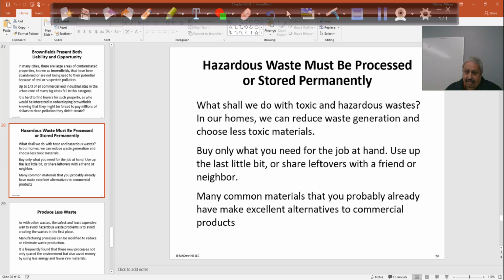So that's what we have to really do. If you have an old painting can with a little bit of paint, mix it with soil, so you can decrease the amount of hazardous waste going into the environment.